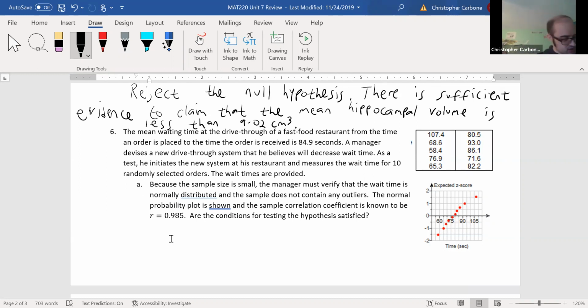We want to know whether the other conditions for testing the hypothesis are satisfied. So for this, we know our sample size here is 10. And one of the conditions that we need to check is whether or not we actually have a linear relationship. We could kind of see it going down here in the normal probability plot, but we could also determine it from this critical value.